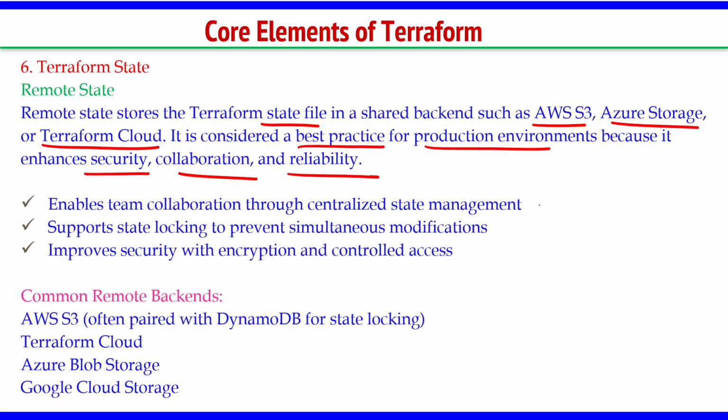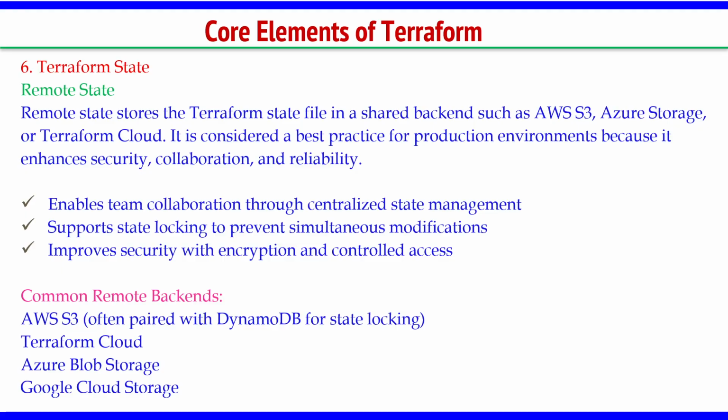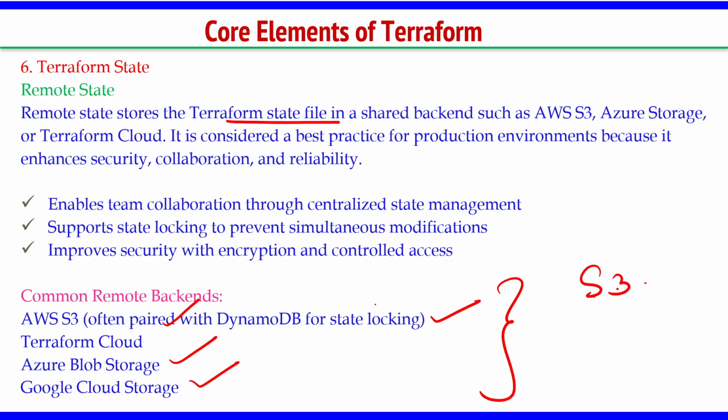Benefits of it: it enables team collaboration, supports state locking and improves security. All these benefits we will get by putting it in the cloud. Very commonly used backends or storage repositories for storing the Terraform state file are AWS S3, Terraform Cloud, Azure Blob Storage, and Google Cloud Storage; all these are storage services in cloud platforms. S3 we have seen: simple storage service. For Azure Blob Storage, we have to create a storage account in Azure and then work with it. We can store the Terraform state file in that also, right?